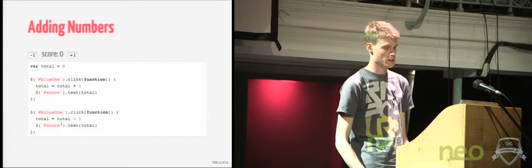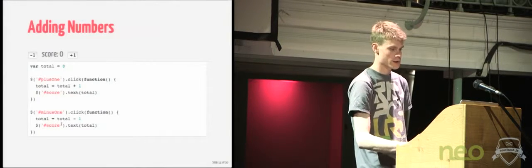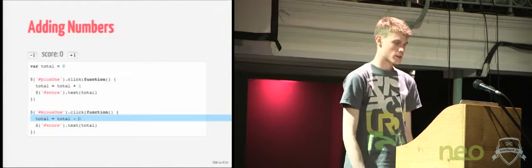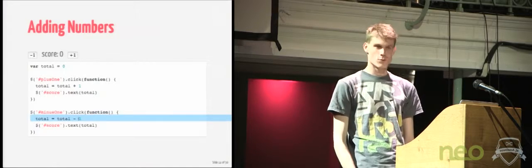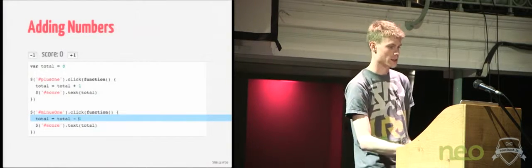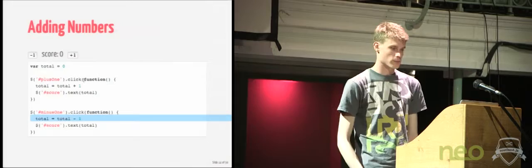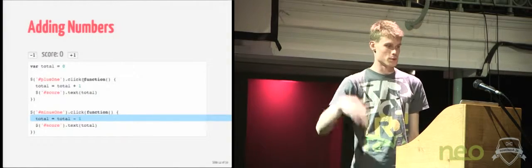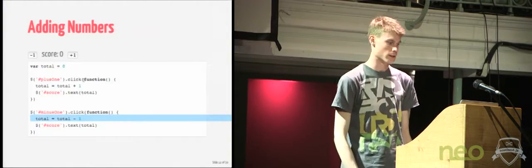Exactly the same with the -1 button, except this time we subtract. So these two callbacks don't run from top to bottom, right? They run when I click stuff. So that immediately makes them hard to reason about. We can't just read this code top to bottom and understand what's going on.